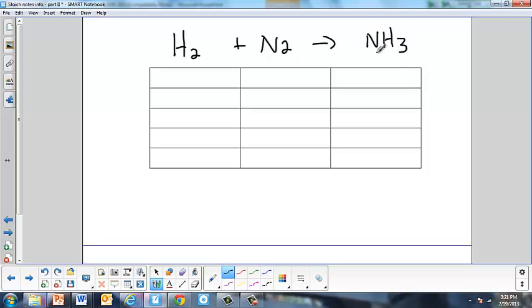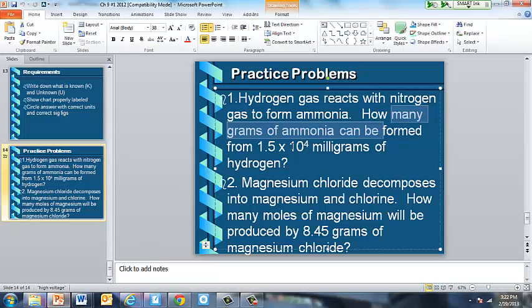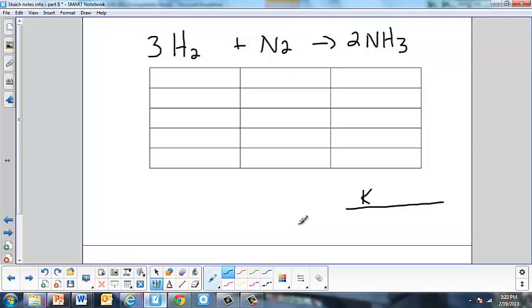The formula is NH3. Now to get this balanced, the hydrogens are a little tricky. I have to put a 2 in front of the ammonia, which is going to give me 6 hydrogens over here. A 3 in front of the hydrogen will give me 6 hydrogens, and then my nitrogen is already balanced. Now, what did they tell me? They told me I had 1.5 times 10 to the 4th milligrams of hydrogen. The unknown, they wanted to know the grams of ammonia.